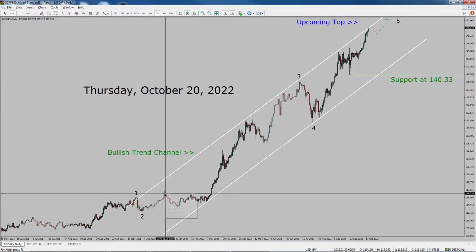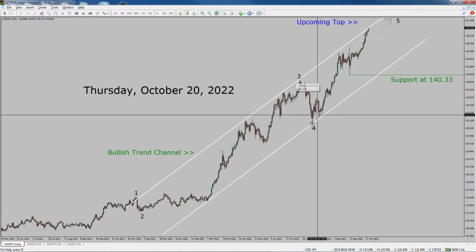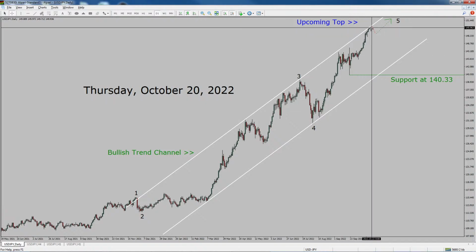This one was 1 2 3 4 5, and then another 1 2 3 4 5. So this is most likely going to be the fifth of the fifth wave, because other degrees of market trend are also working at the same time.